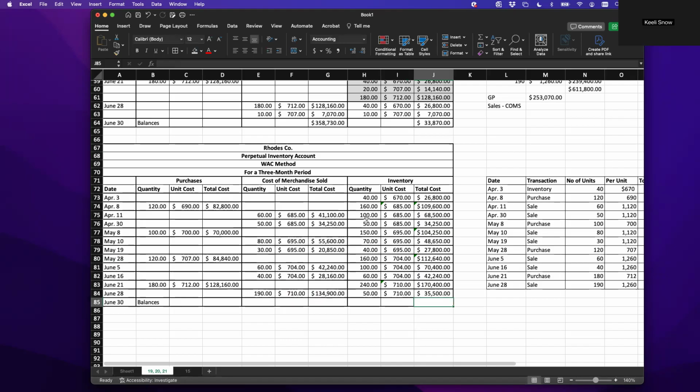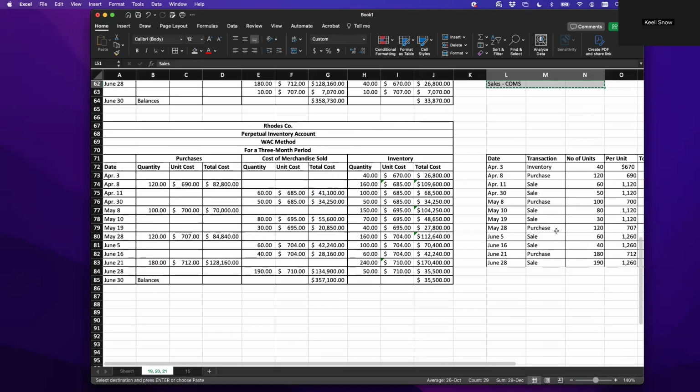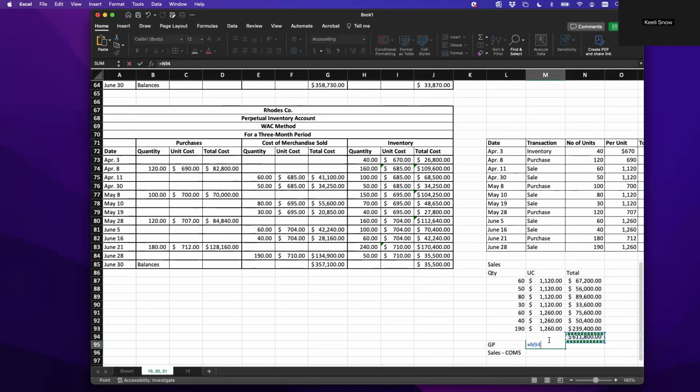Okay. So let's add up our cost of merchandise sold. And we got 35,500. Let's get our sales chart down here. 611,800 in sales minus 357,100.